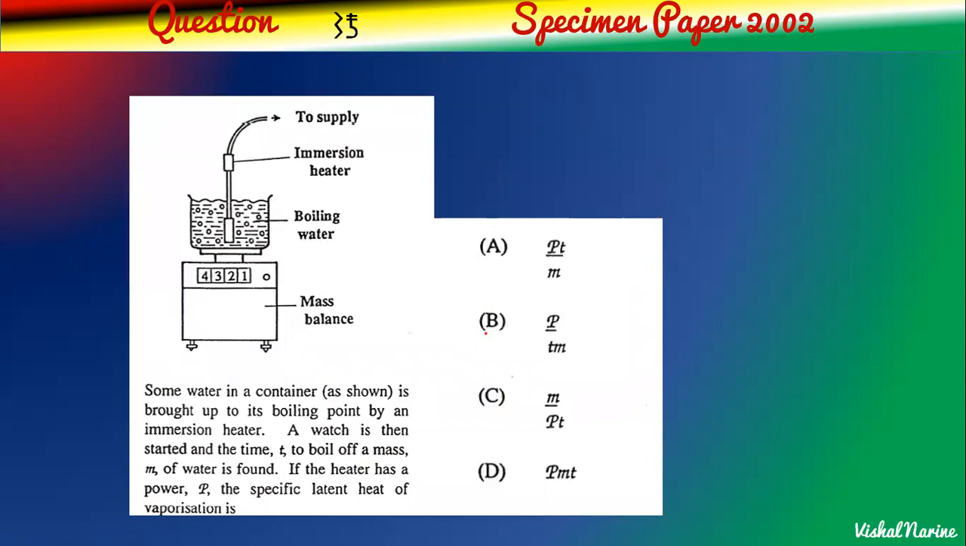35. The question is asking, with this problem here, what is the specific latent heat of vaporization? So we know our specific latent heat of vaporization is equal to E_H over m, and E_H is also equal to P times t, power times time, divided by that m. So the answer there is D.